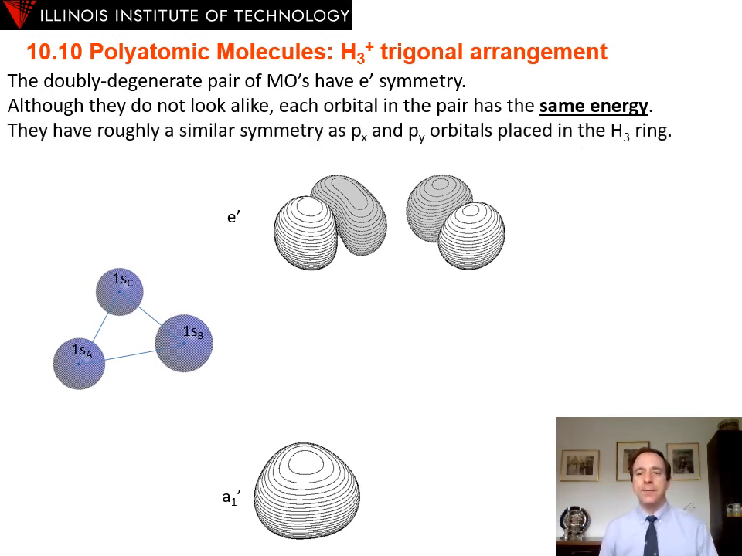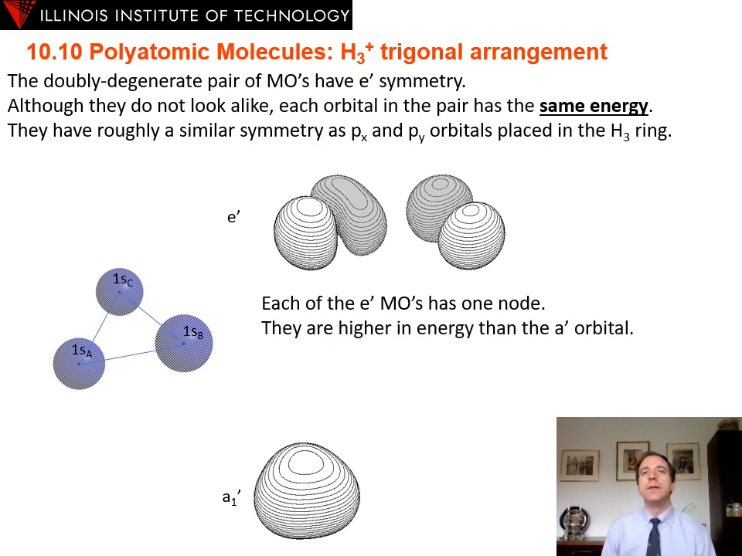They have a kind of PX-PY behavior where they're perpendicular to each other. They're orthogonal to each other because they're molecular orbitals. But they're inside this triangular ring of H3. Like I said, each of these orbitals has one node, and they are higher in energy than that A1' orbital.